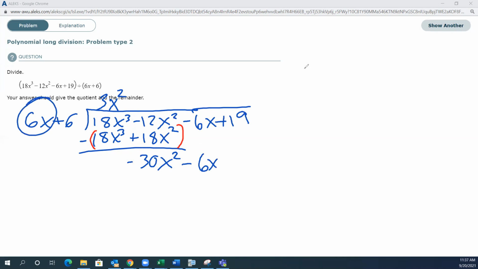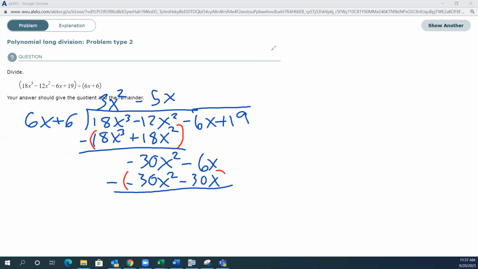What do I multiply the first term here by to get this first term? I multiply it by negative 5x. That'll give me the negative 5 gives me the negative 30, and x times x gives me the x squared. So now multiply the negative 5x by the divisor, and I get negative 30x squared minus 30x. Okay, and we're going to subtract. And again, I'm going to throw in those extra parentheses just to help me keep track of stuff.